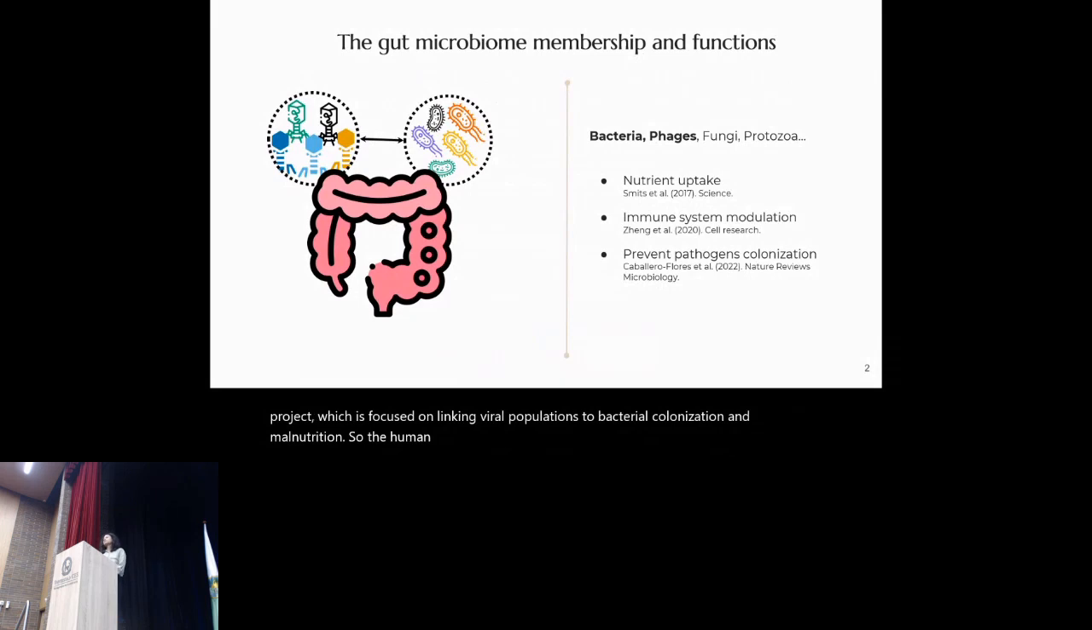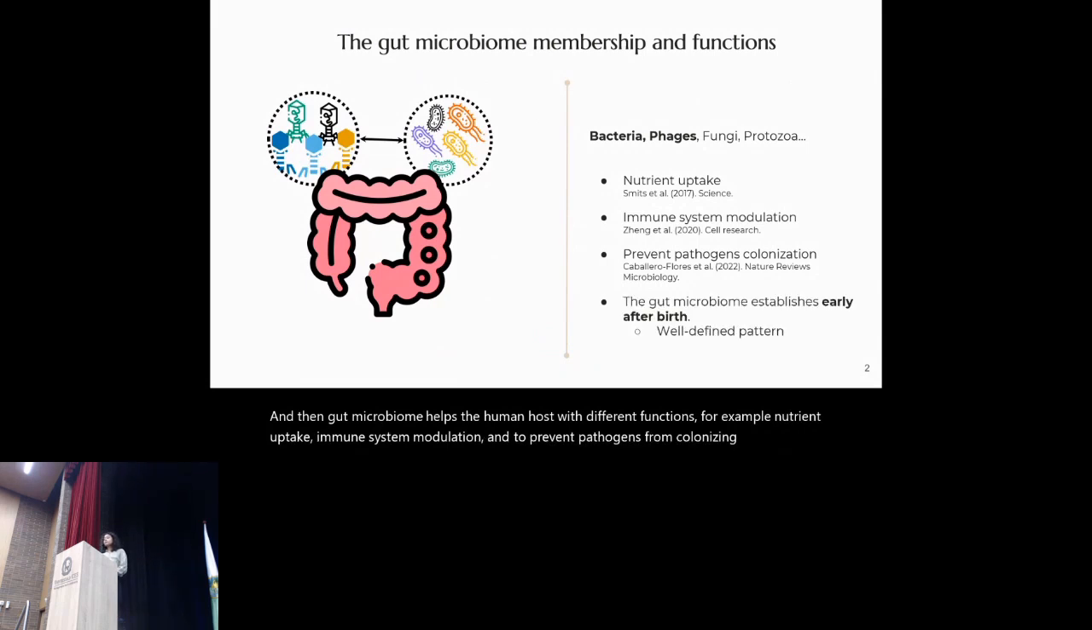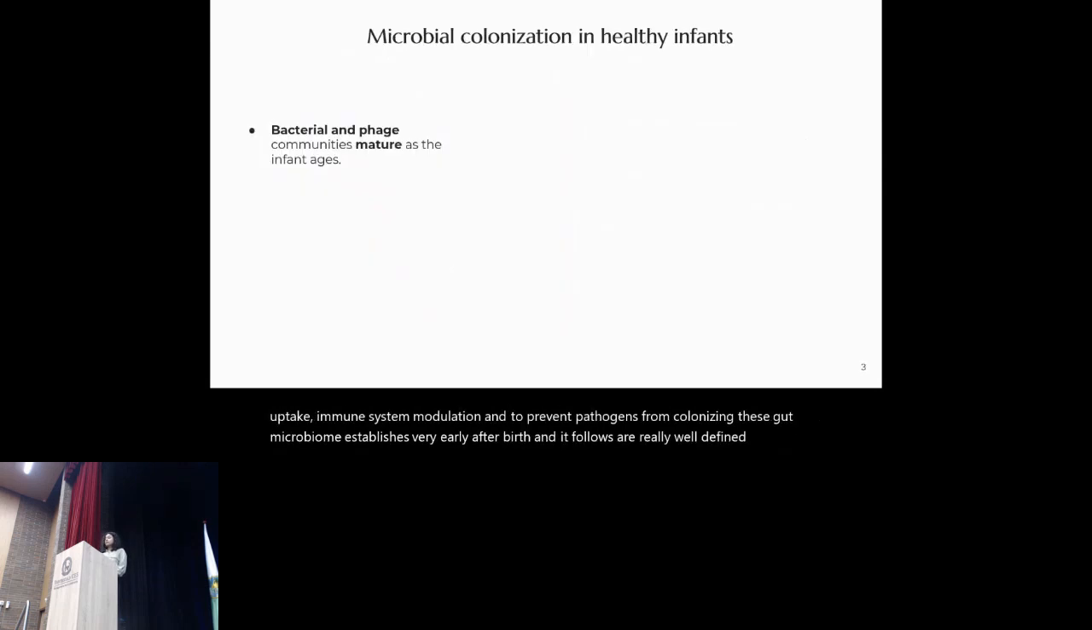So the human microbiome is home to many different microorganisms, among them bacteria, phages, fungi, and protozoa. The gut microbiome helps the human host with different functions, for example, nutrient uptake, immune system modulation, and preventing pathogens from colonizing. This gut microbiome establishes very early after birth, and it follows a really well-defined pattern in which bacteria and phage communities both mature as the infant ages.